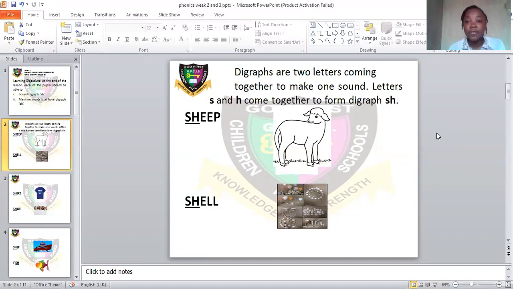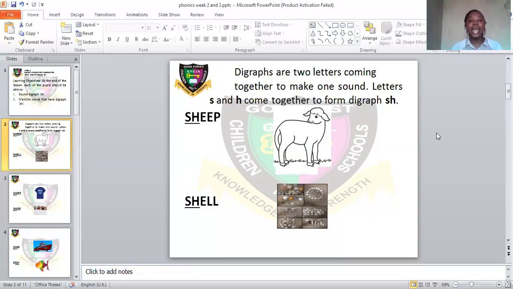For today's class, the first topic we'll be treating is digraph sound sh, and letters S and H come together to form digraph SH. Then sound S and sound H come together to form digraph sound sh. Letter S sound S. And letter H sound H.